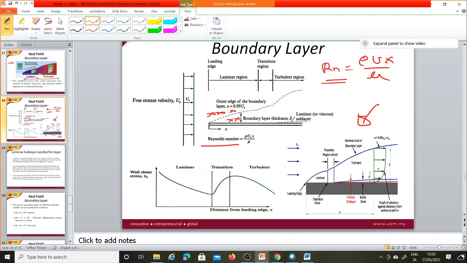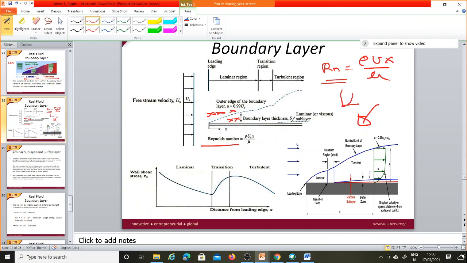As I said, we define the boundary layer as where the velocity reaches 99% of the free stream velocity, and its thickness we call the boundary layer thickness. The thickness of the boundary layer is the boundary layer thickness. There is another thing, the viscous sublayer, or laminar sublayer. The laminar sublayer you normally find in the turbulent zone. So there is an extra layer within the turbulence zone.